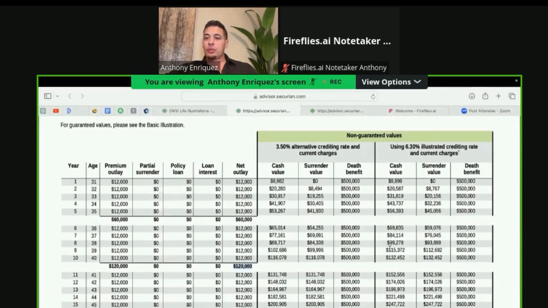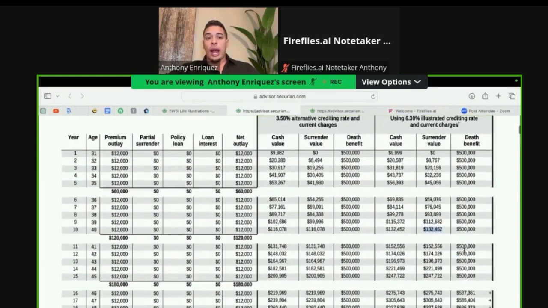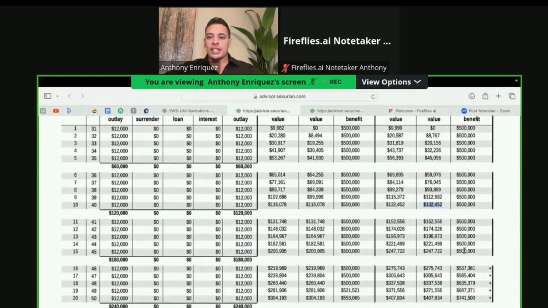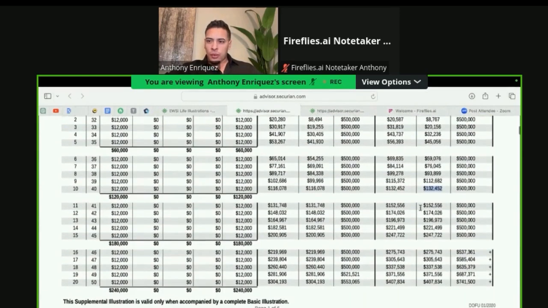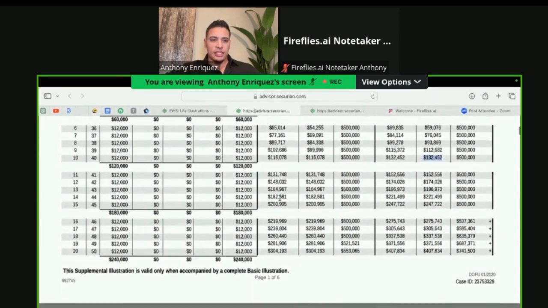$120,000. We would have made 132 and some change, and the actual value that we have access to is the exact same dollar amount. And death benefit is going to be the same as when we started. This is going to be a level death benefit or option A. Those are one and the same. So I'm just going to scroll down here until the next teaching point, I guess.